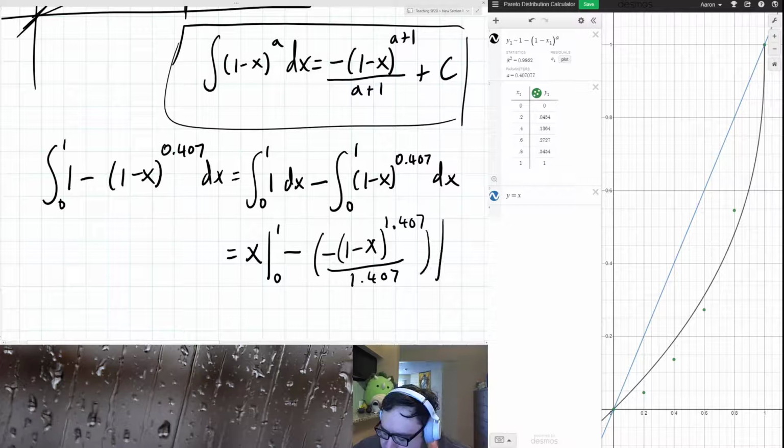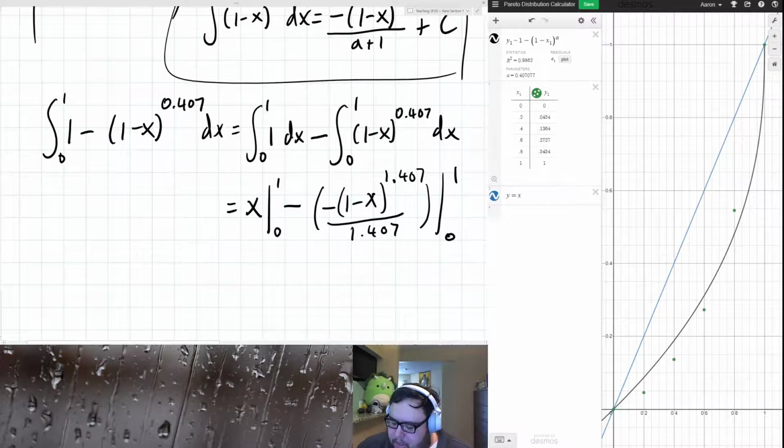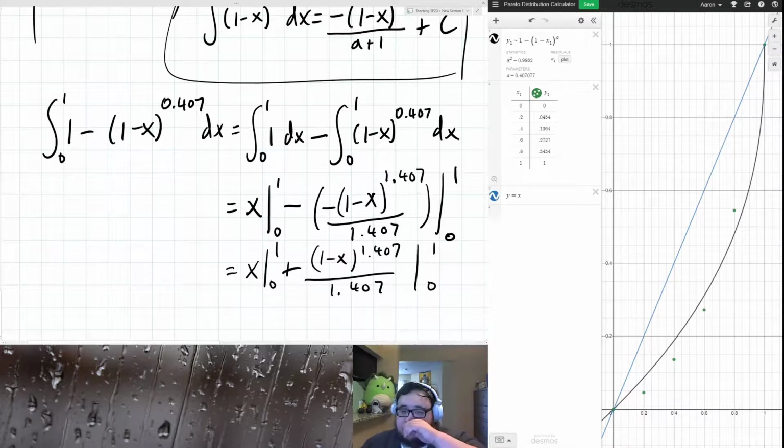And again, this is evaluated between 0 and 1. So one quick thing we can do to simplify a little bit: the minus and the minus here are going to cancel. So we really have just x evaluated from 0 to 1 plus (1 minus x) to the 1.407 divided by 1.407 evaluated between 0 and 1.